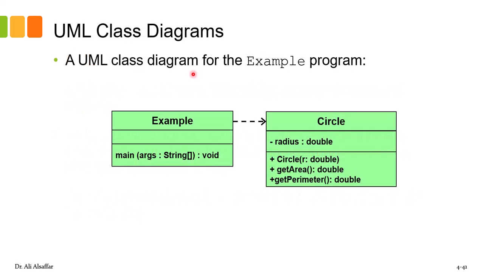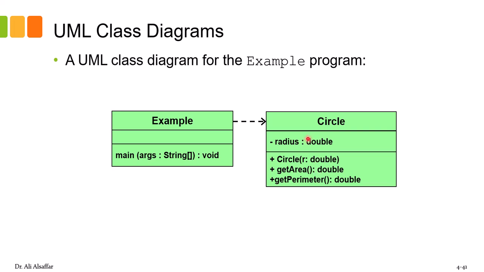Here is an example. This example consists of two classes: the main class, which has your main program, and a class for circle. Each class, or each diagram for a class, consists of three sections. See section 1, section 2, section 3, and here we have section 1, section 2, and section 3. Let's go for the circle class first. In the first section, you put the name of the class. In the second section, you put the data of the class. In the third section, you put the methods of the class.